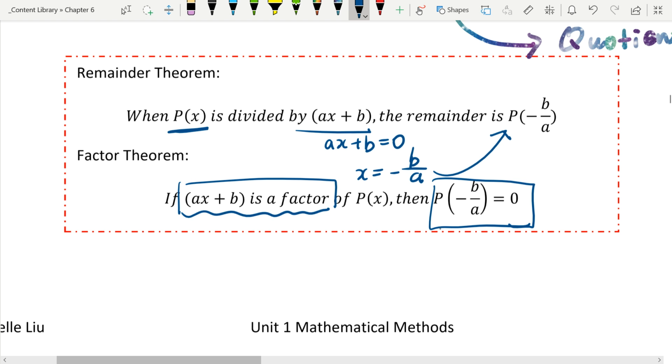After substitution, you see, do I have a remainder? If I don't have a remainder, what I'm trying to divide must be a factor. So this is the remainder theorem and the factor theorem.